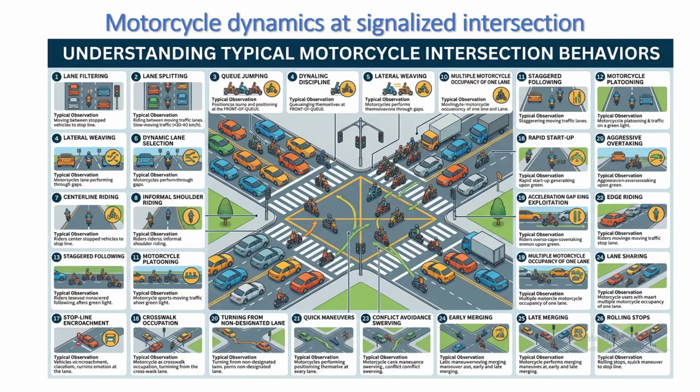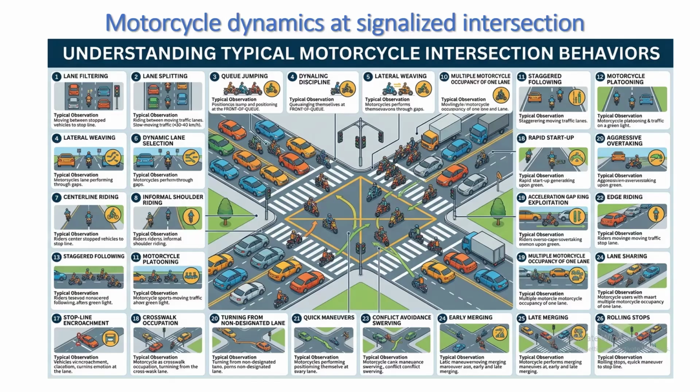Quick maneuvering, obviously because of their physical properties, motorcycles have quick maneuvering properties. A car or heavy vehicle cannot do that. Conflict avoidance maneuvering is also common. Early merging: since motorcycles try to do rapid startup, they also do early merging. Late merging is also possible, not only possible, it often happens. It's one of the motorcycle behaviors.